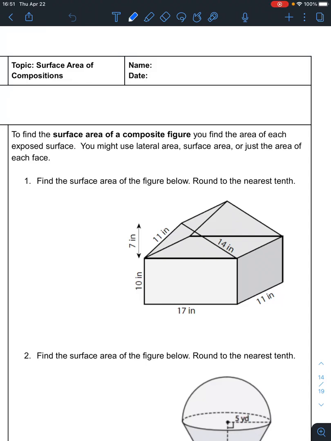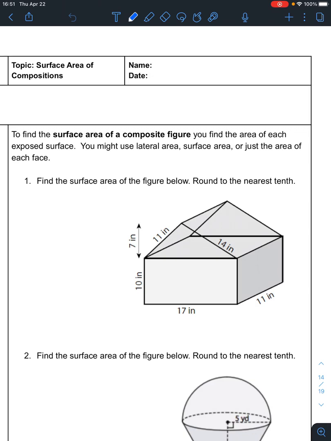So we've been talking about different shapes. We're going to focus today on the surface area of compositions. What I mean by composites, or compositions, is shapes that are put together. So a prism with a sphere or a cone or a pyramid.